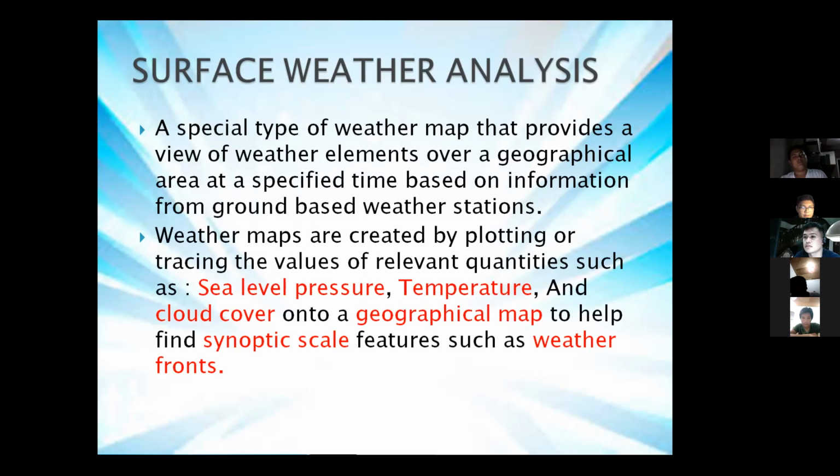So weather maps are created by plotting or tracing the values of relevant quantities such as sea level pressure, temperature, and cloud cover onto a geographical map to help find synoptic scale features such as weather fronts. The use of surface analysis began first in the United States, spreading worldwide during the 1870s.